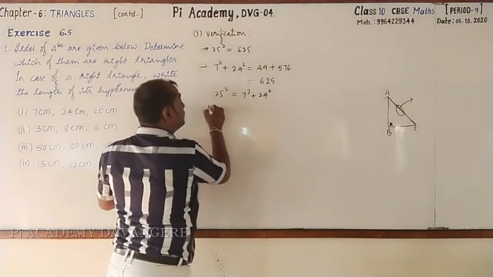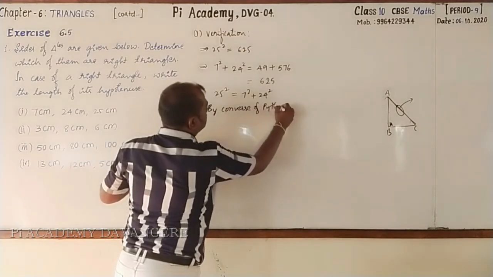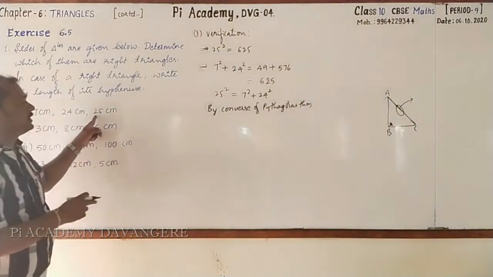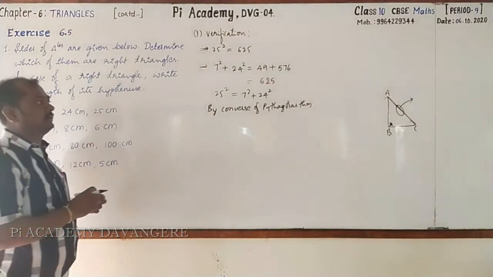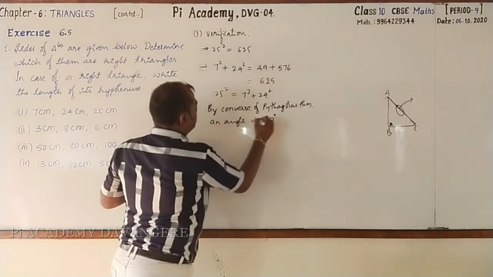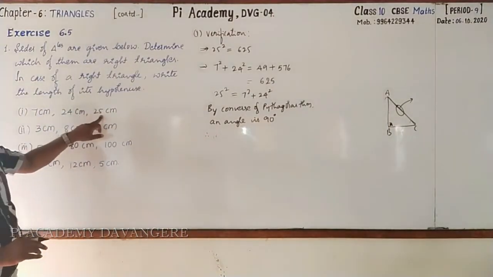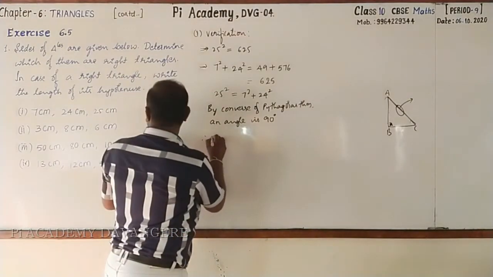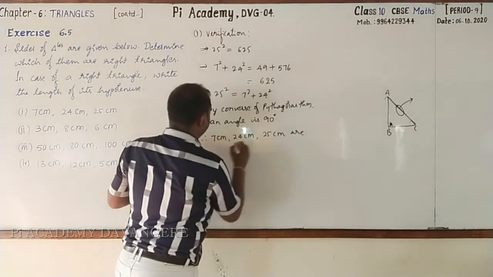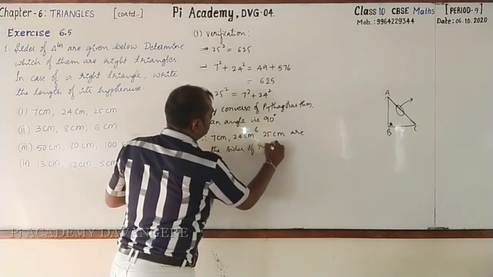So here I'll write, by converse of Pythagoras theorem, the angle opposite to 25 centimeter is 90 degree. Pythagoras theorem holds, and the angle is 90 degree. Therefore 7 centimeter, 24 centimeter and 25 centimeter are the sides of a right triangle.